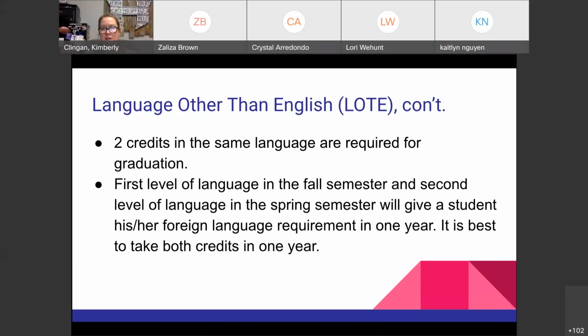If your student hasn't addressed a language other than English yet, then strongly consider addressing it during your sophomore year.